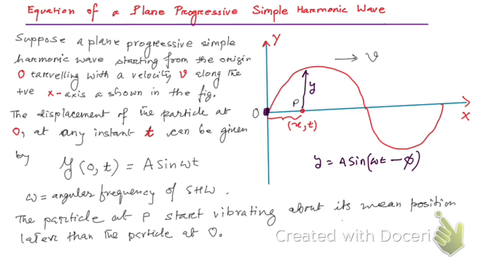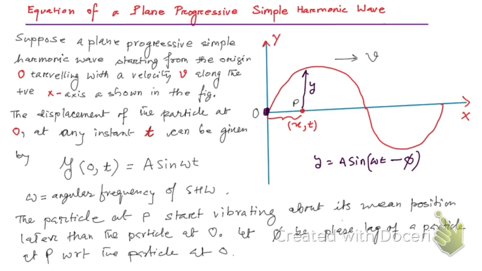So let us consider phi be the phase lag of a particle at P, with respect to the particle at O. Then the displacement of this particle at P, let me copy the diagram and let me take a new slide.